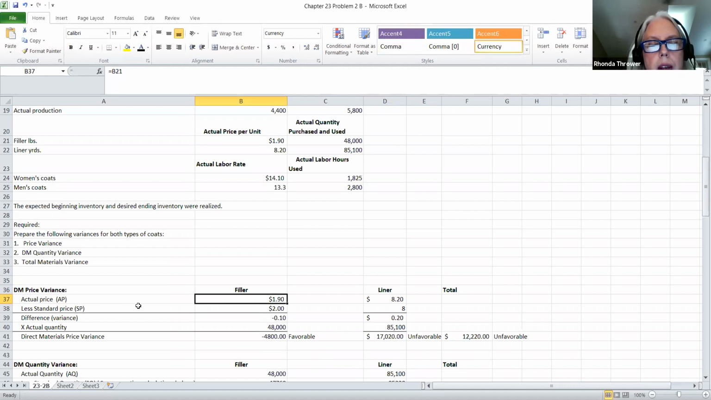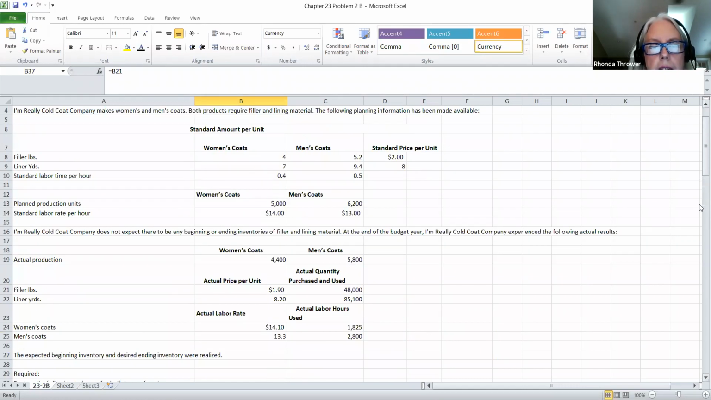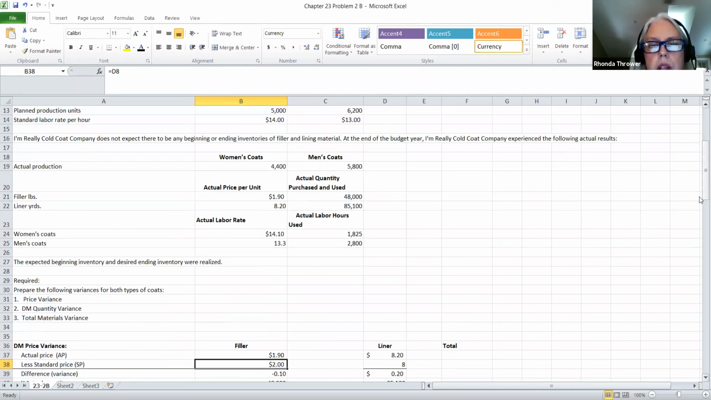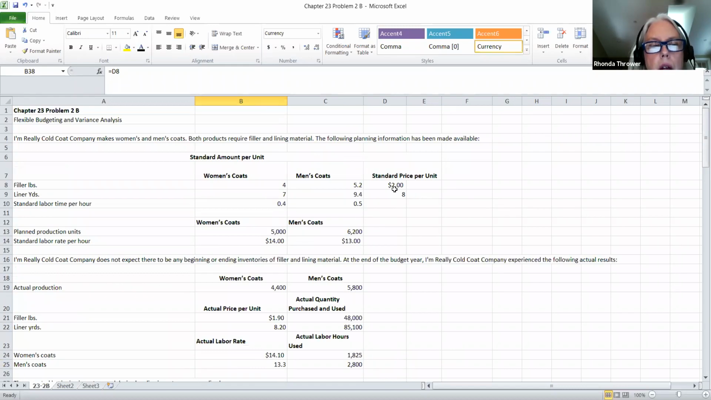Notice they want you to write down the actual price of the filler. The actual price of the filler is $1.90. That was given in the problem. So the actual price of the filler is $1.90 per pound. We're going to compare that with the standard price. And the standard price of the filler that was given to you is $2.